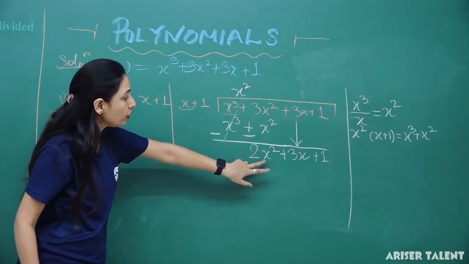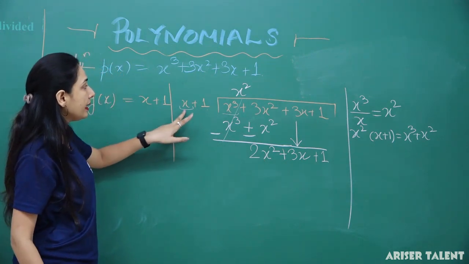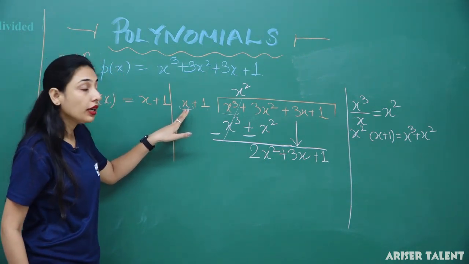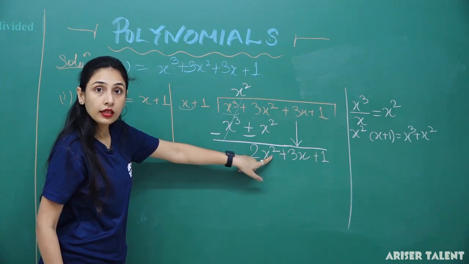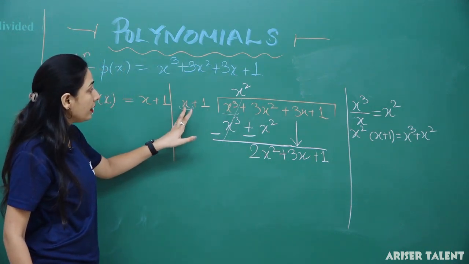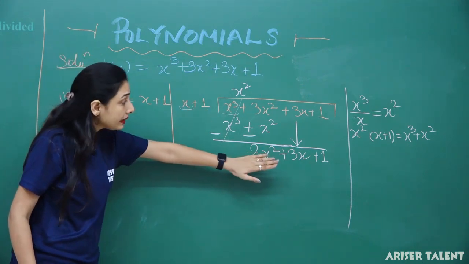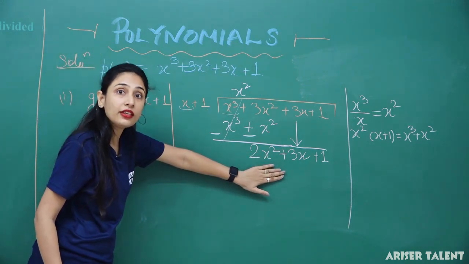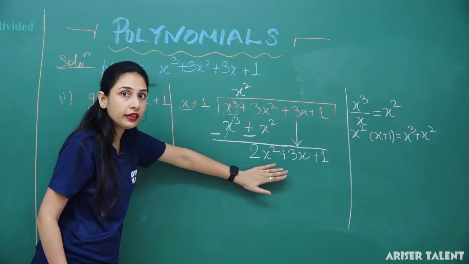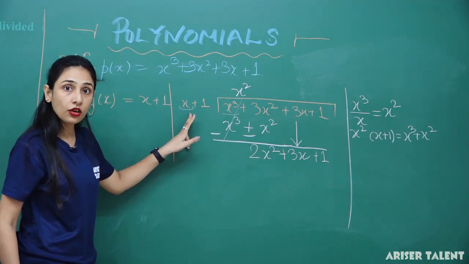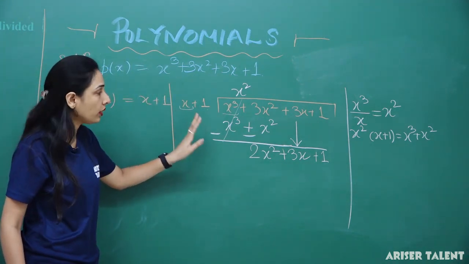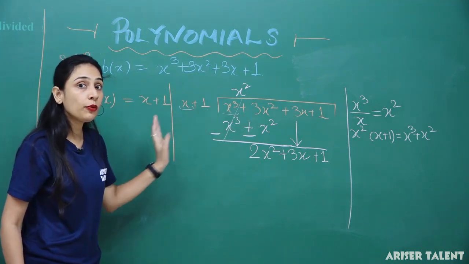Now again you are having 2x square and x here. So the degree here is greater than this degree. This is basically your dividend. So the degree of the dividend is higher than the degree of the divisor, and that can be possible. So you can just carry on the process.